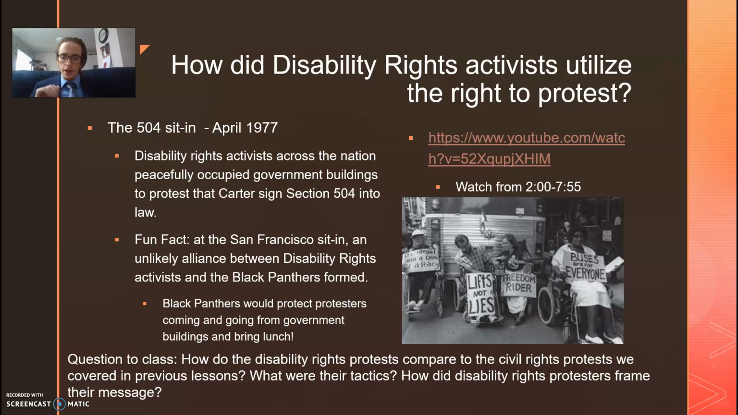And that video shows how the disabled protesters organized, the messages they espoused, and how they framed their desires for civil rights in the same frame that Black civil rights protesters did in the 1960s. Right, and so we will get through that section.